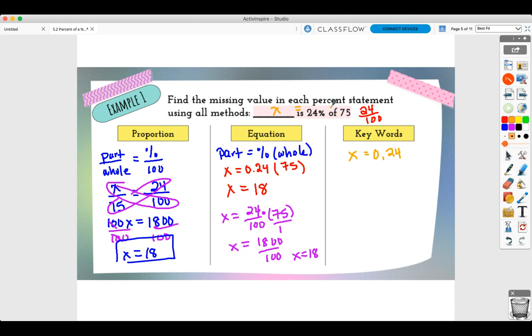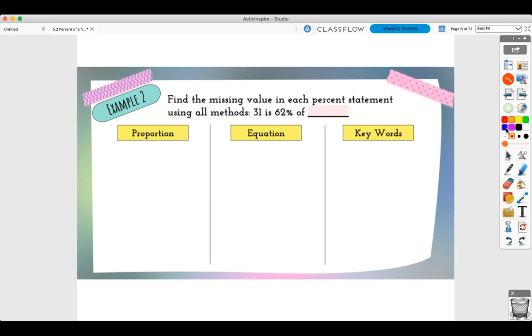Of is multiplying times, I just like using the parentheses, 75. And now you're just multiplying it. These two end up being the same thing. In my brain, you're not memorizing anything. You're knowing is and of is equals and multiplying, and you're going to get x equals 18 straight up. And that's it. All right, let's do another example problem.